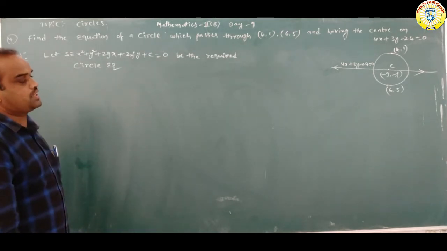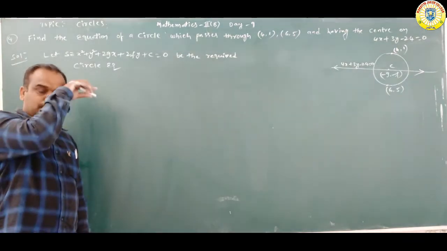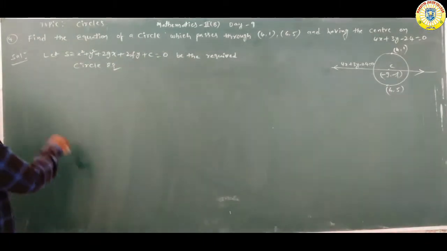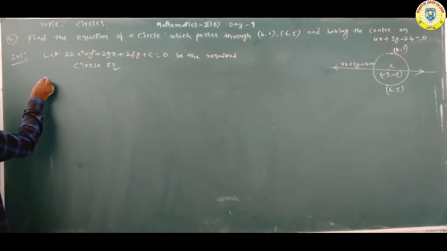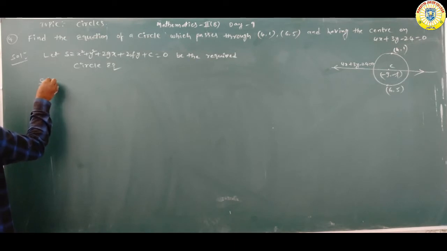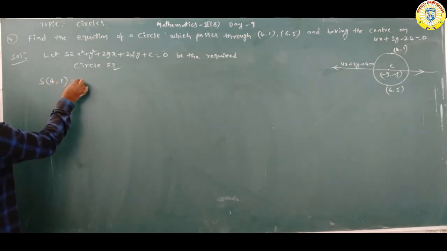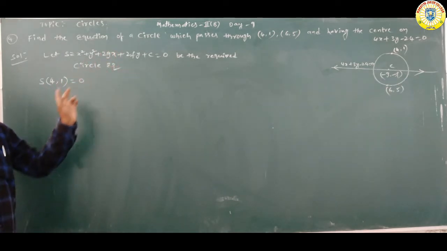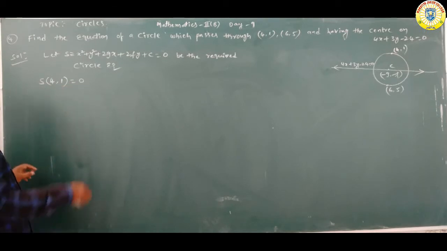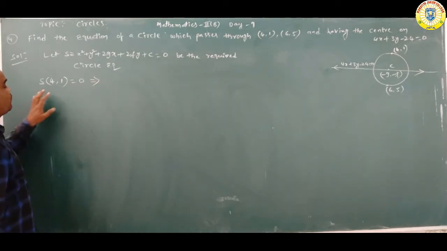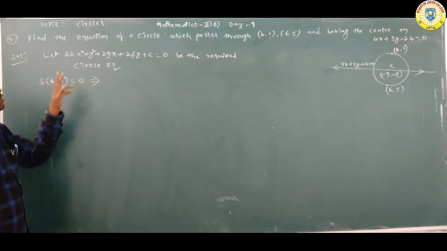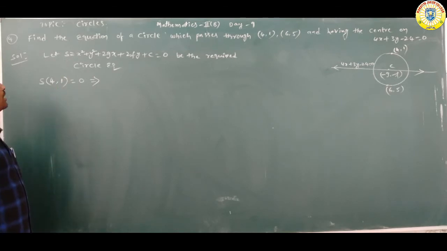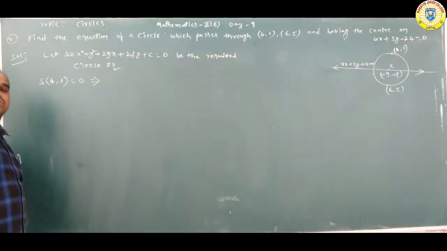(4, 1) and (6, 5) pass through the required circle. That is nothing but the point (4, 1) lies on the circle S = 0. So S(4, 1) = 0. The point (4, 1) lies on the required circle, that's why we take S(4, 1) = 0. That implies in the equation S = 0 we are substituting x = 4, y = 1.